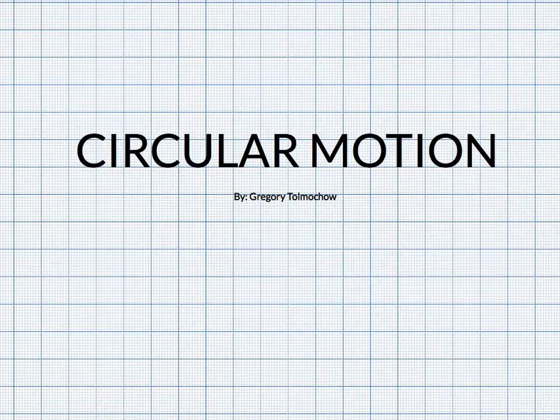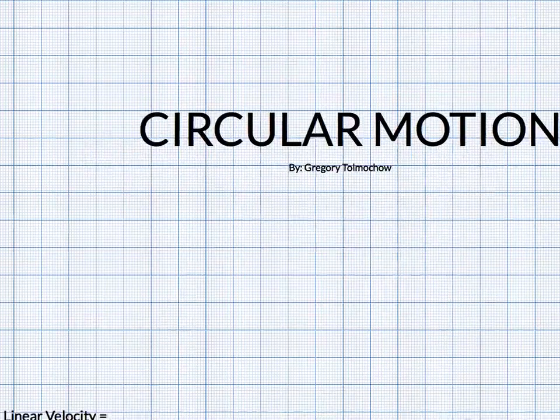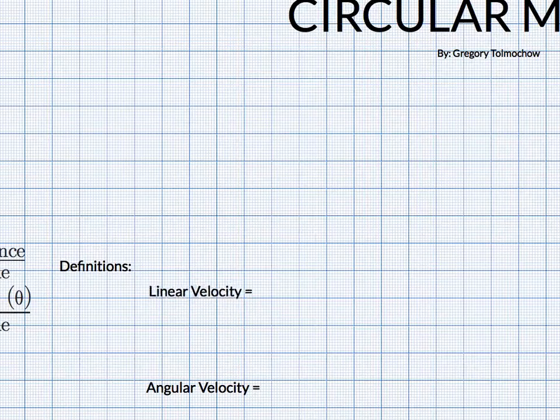Hello, today we will be discussing circular motion. Circular motion helps explain how fast something is spinning around the circle and the angular displacement of an object undergoing circular motion. We'll first start off by defining two equations.